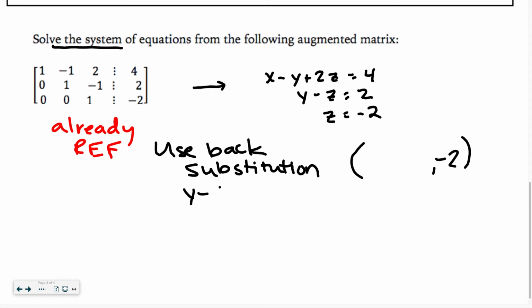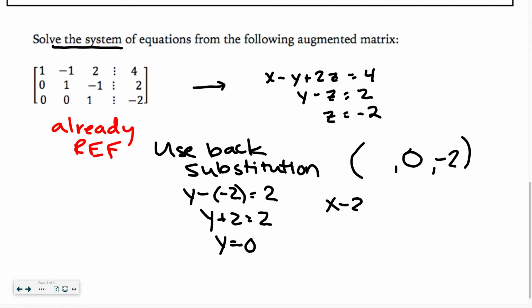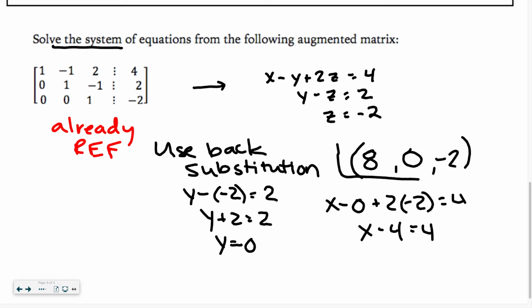So we'll say y minus negative 2 equals 2. That's y plus 2 equals 2, therefore y equals 0. Got it? Then we'll back substitute again with our y and our z. x minus 0 plus 2 times negative 2 equals 4. Be real careful here. This is x minus 4 equals 4, and x is 8. So do you agree that if it's in row echelon form, finding the solution to the system is very fast?